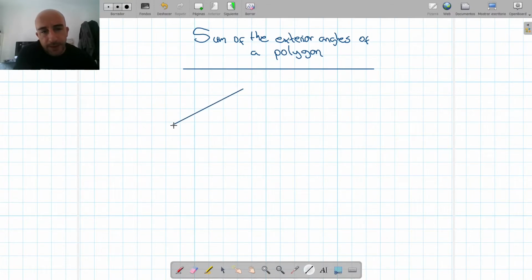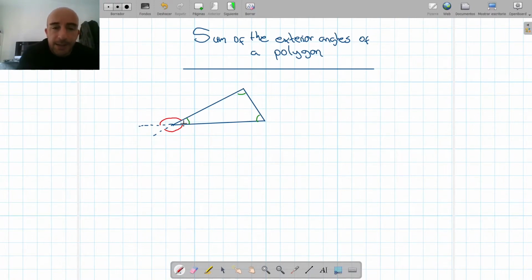Let's look at the simplest form of polygon, which is the triangle. So these angles here in green are the interior angles. And if we extend any one of the sides, the angle that is formed between that extension and the other side is the exterior angle. So that's an exterior angle. It doesn't matter which side we extend, we can extend this one here. And as you see, because they're vertically opposite, that angle over there is an exterior angle and it's equal, okay?